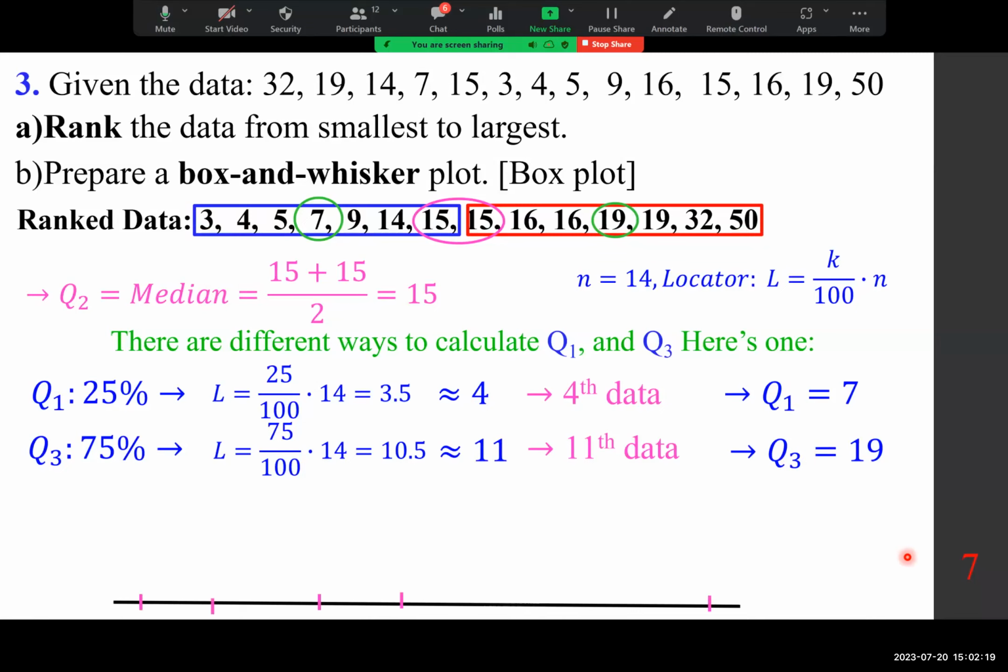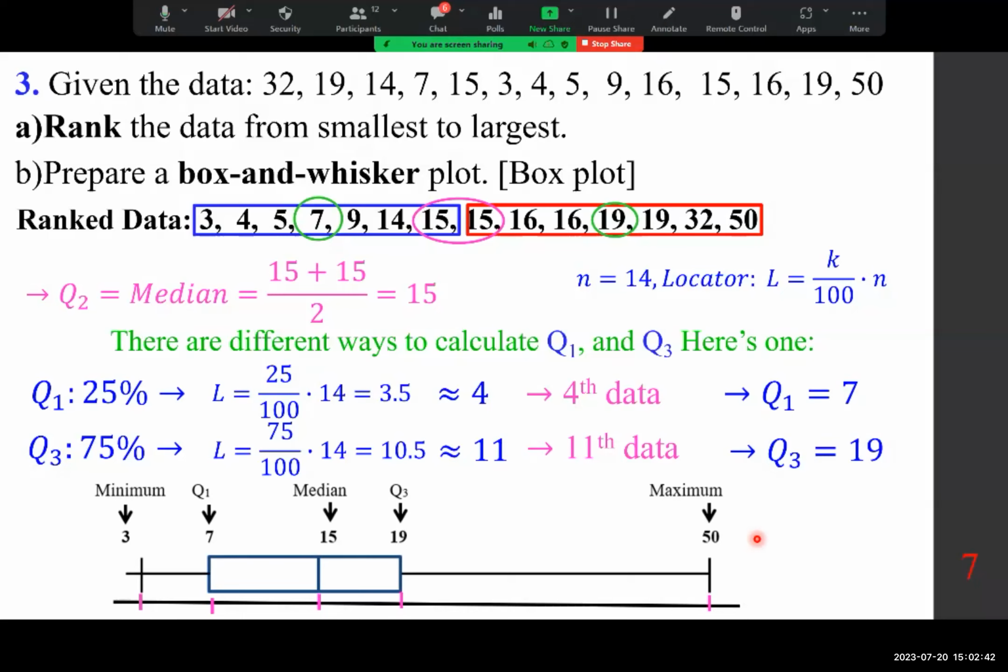So right here is 3, 7, 15, 19, 50. And so what happens is that for Q sub 1, Q sub 2, and Q sub 3, you draw a box. And for the rest, you get just the lines. And it looks like that. And you call this a box and whisker plot. Here's the box. And those are the whiskers, the lines that continue.